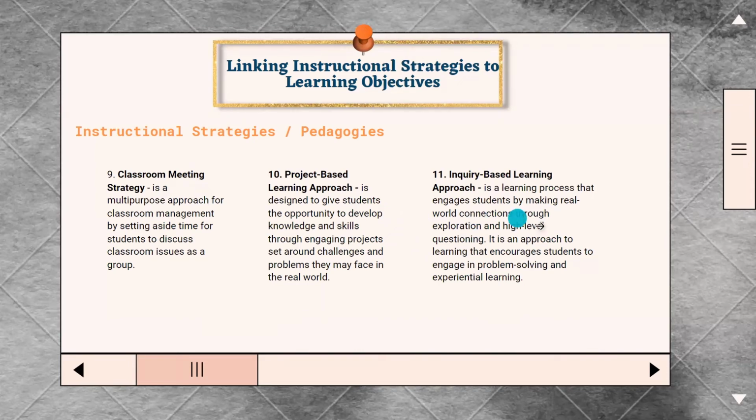Next is the inquiry-based learning approach. It is a learning process that engages students by making real-world connections through exploration and high-level questioning. It is an approach to learning that encourages students to engage in problem-solving and experiential learning. For example, a math teacher might demonstrate how to solve a problem in a traditional lesson, but during an inquiry-based lesson, the teacher can see how each student views a problem and the steps they take to get a solution in their own unique way.